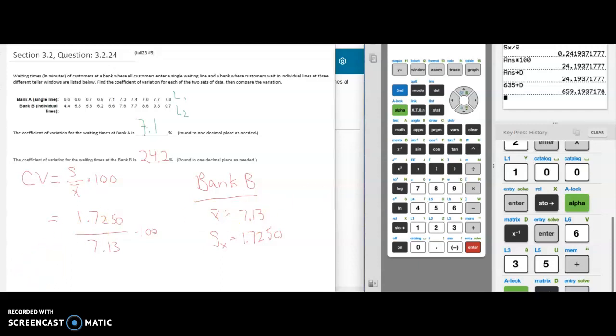The last part of the problem asks whether there's a significant difference between the coefficients of variation for bank A and bank B. We can see that the coefficient of variation for bank A is 7.1%, whereas for bank B it's 24.2%. There's a big difference in those numbers. So I would say that bank B has considerably more variation and bank A has considerably less variation.